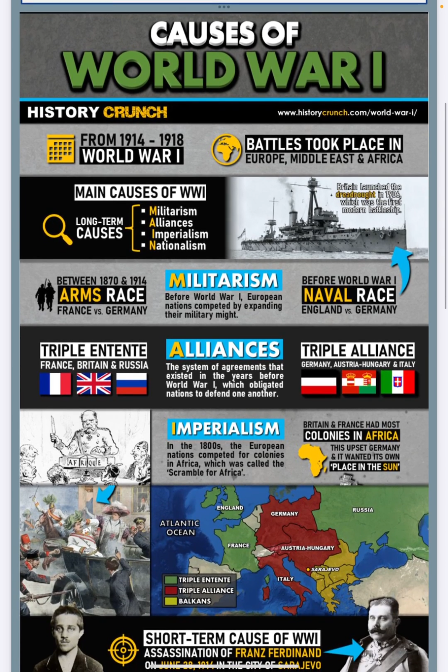So here's what that looked like. For militarism, what that means is it was a time of an arms race. People were racing to be the strongest, most militarized nation in Europe and across the world. Britain in 1906 launched the Dreadnought, which was a massive battleship, and it was the first of its kind.